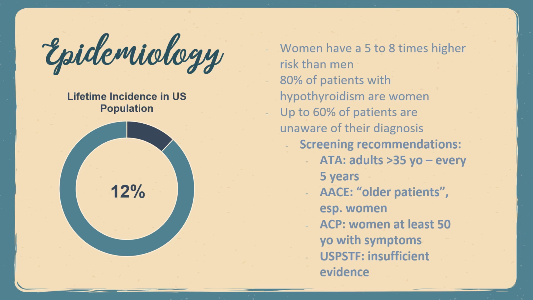But a lot of the guidelines don't recommend screening, and if they do, it's very inconsistent from guideline to guideline. Today we'll be looking at the American Thyroid Association guidelines, which recommend screening in adults over 35 years of age every 5 years. Other guidelines focus on older adults, and especially women, and then some guidelines say that there's insufficient evidence to show that screening is even recommended.